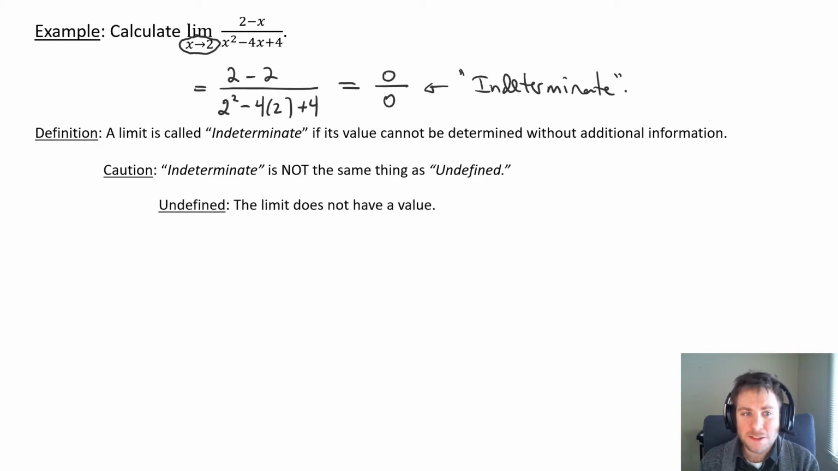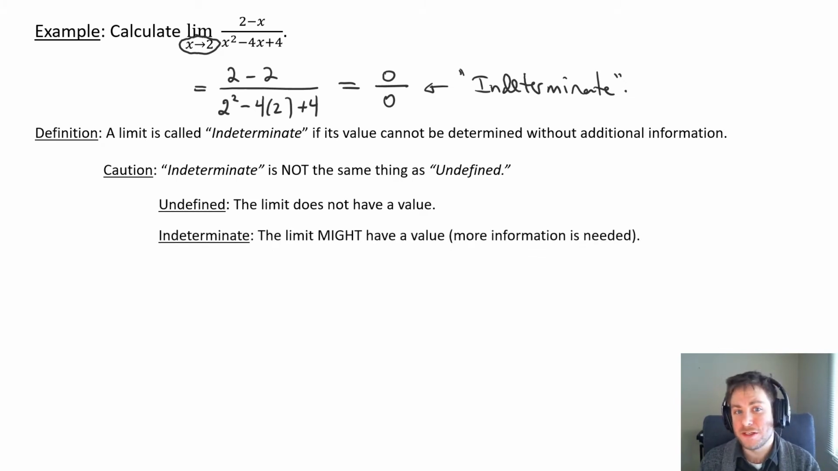An undefined limit is one that doesn't have a value, or to say it another way, the value doesn't exist. By contrast, an indeterminate limit might have a value that exists, but we just don't know yet until we uncover some more information. So as you can see, this is an important distinction, so make sure to use the terminology appropriately. There's of course the question of how to get the additional information when we have an indeterminate limit, but generally speaking, it can be helpful to simplify. Normally that means canceling something out, either by factoring or rationalizing.